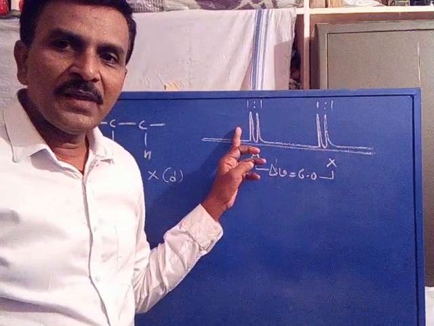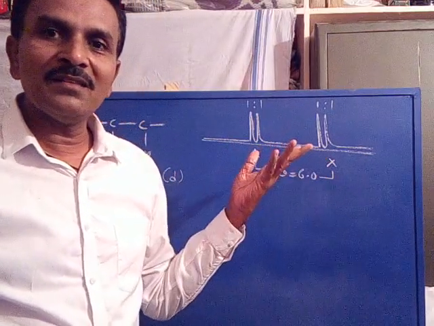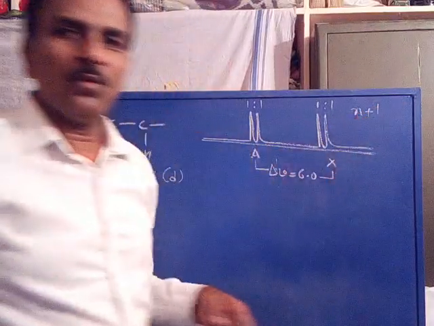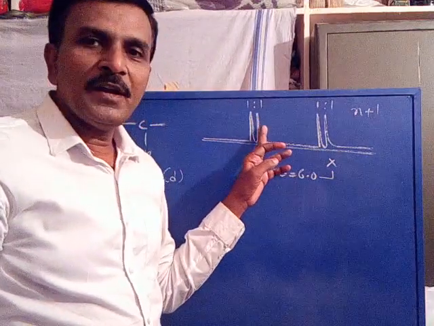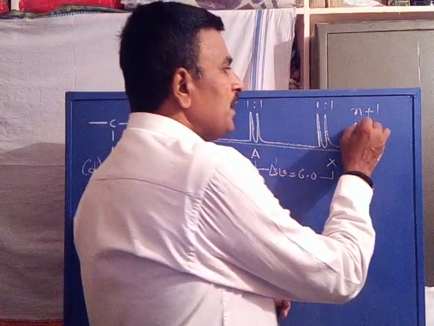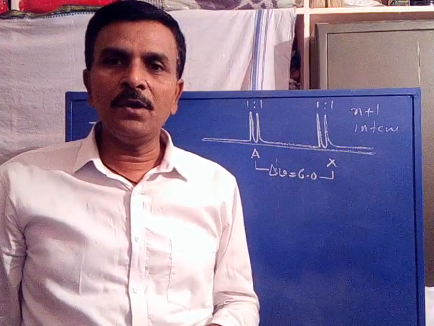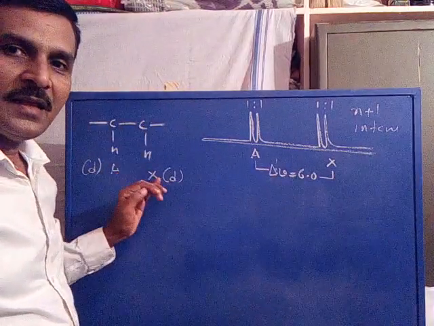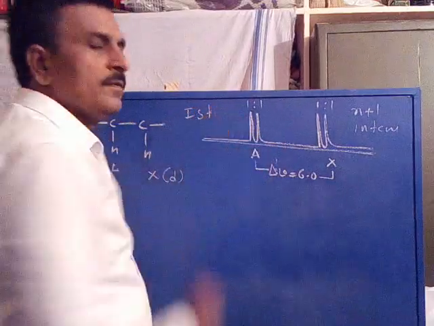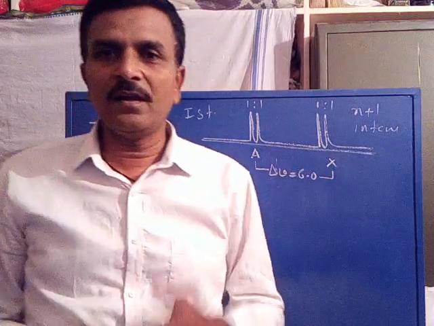Now the first signal appears as a doublet, and the second signal also appears as a doublet. So the signals appear according to the n plus 1 rule. The first doublet appears with 1:1 and the second doublet also with 1:1, so the simple intensity rules are also applicable, and they are designated one as A, the other as X. So this is first order. Is it clear? Now coming to second order.